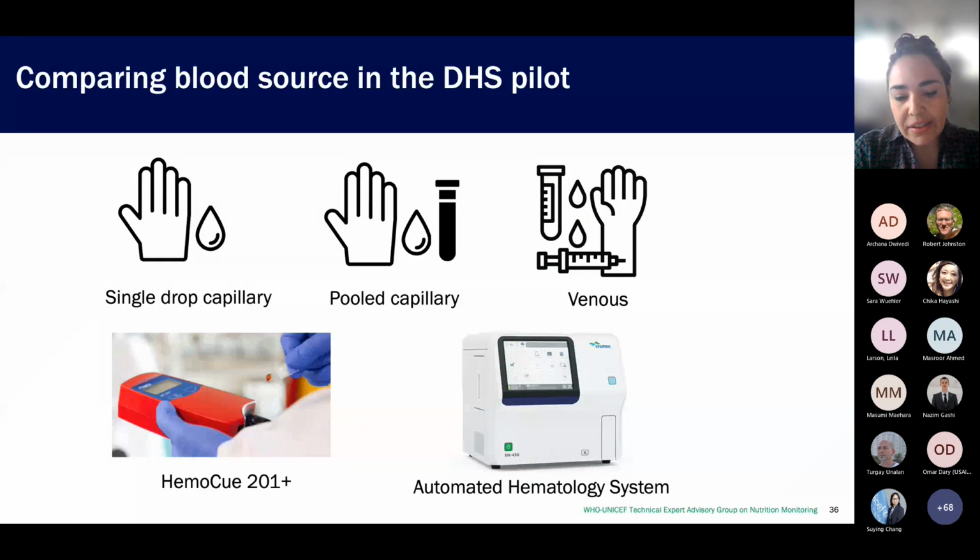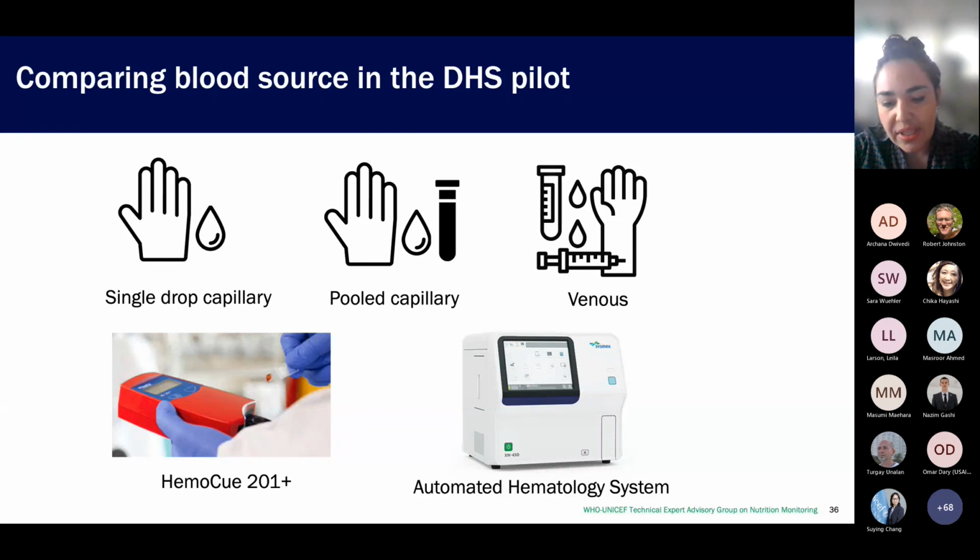All right, so the design for the pilot is we carried it out in Uganda. It was in a controlled setting and in a field setting. And what we did is a single drop of capillary blood, pooled capillary blood, and venous blood were tested on a HemoQ 201 plus device. And these results were compared to the gold standard of venous blood on a hematology analyzer. In the controlled setting, all 3 blood sources were measured on the same individual. In the field setting, venous blood was collected from all participants, and participants were randomized to either a single drop of capillary blood or pooled capillary blood.